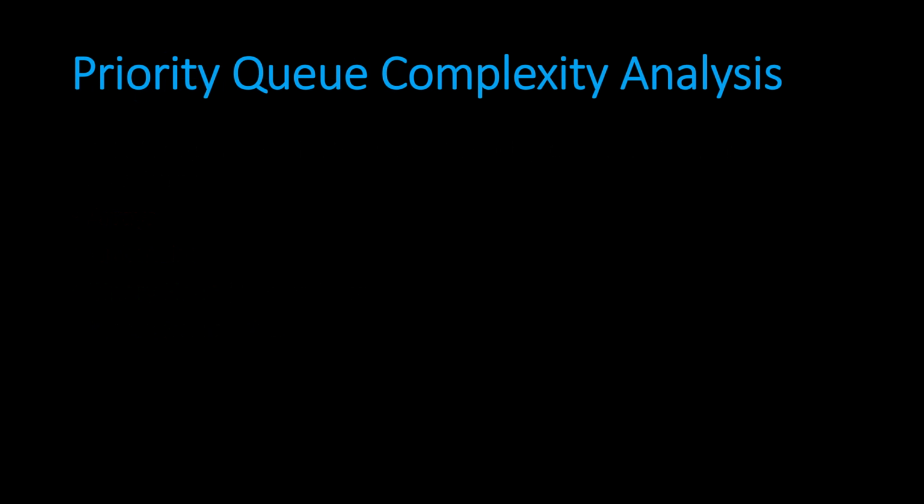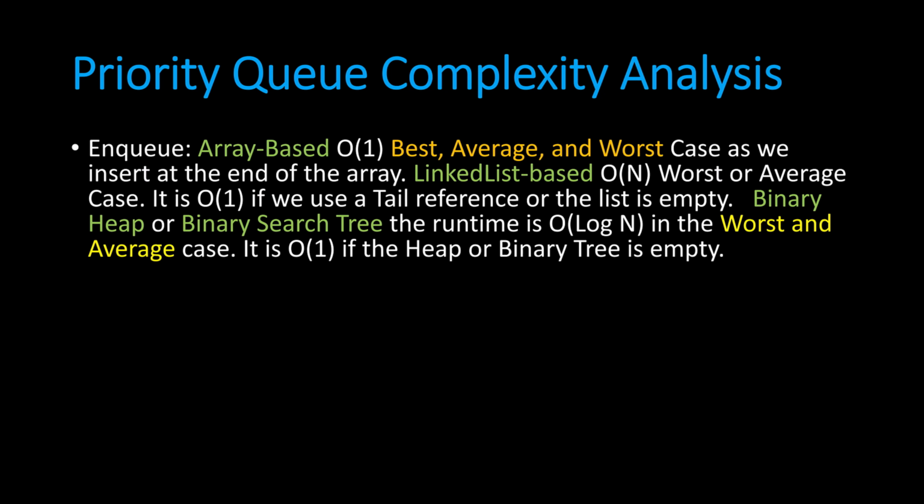Priority queue complexity analysis. Because there are a lot of different options to implement the priority queue, their runtime also differs. For example, the insert or enqueue function. If we are using an array based implementation, in the best, average and worst case, as we insert at the end of the array, it is O(1). For a linked list based implementation, it will be O(n) in the worst or average case. But we can achieve O(1) if we use a tail reference or the list is empty. So the new element will be inserted in O(1) time.